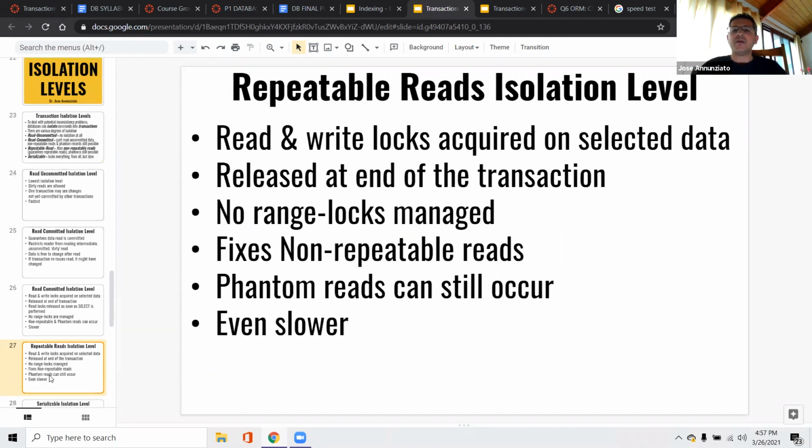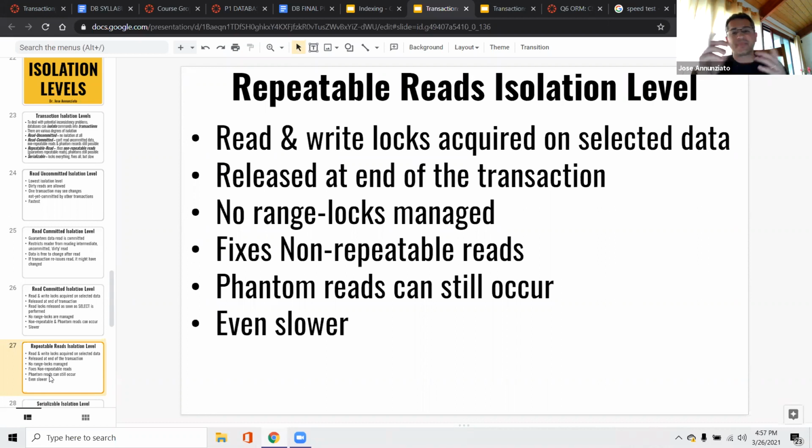Okay. Then you have repeatable reads, right? This is going to allow you to guarantee that if you're doing a select statement and you get a value from that select statement, that if you do a read again, you're going to get the same exact values. And the way it does that is that it locks the record on which you apply the select statements, right? And once you're done, it releases those locks. Anybody who wants to come in and write to that record doesn't apply for a range of records, only individual records, right?